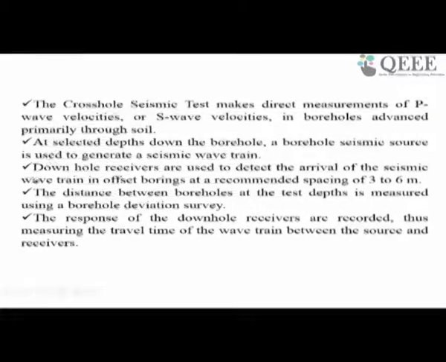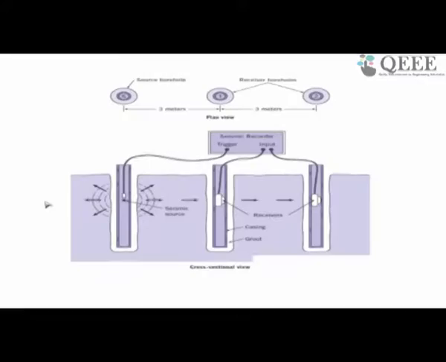So what exactly you do here: at a selected depth down the borehole, you generate seismic waves as I showed you, and the downhole receivers are used to detect the arrival of the seismic wave train very near to the source hole. The usual recommended distance is 3 to 6 meters. The distance between the boreholes at the test depth is measured using a borehole deviation survey. Sometimes the boreholes which you drill may not be straight. So your top distance may be 6 meters, but you don't know the exact distance.